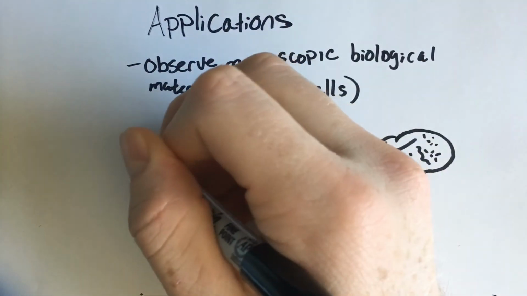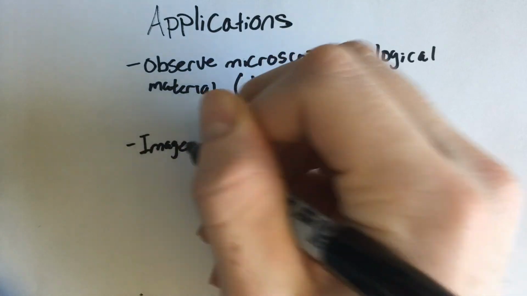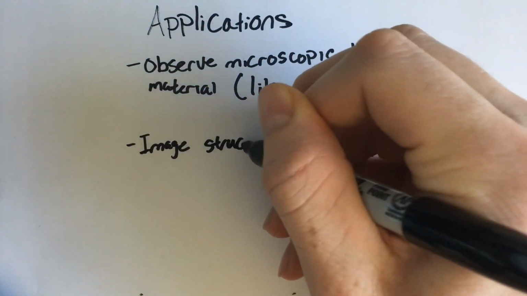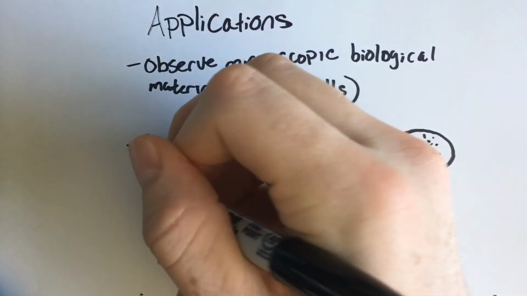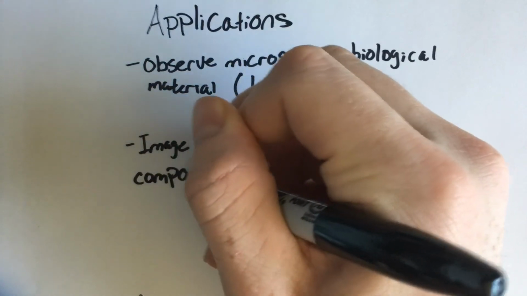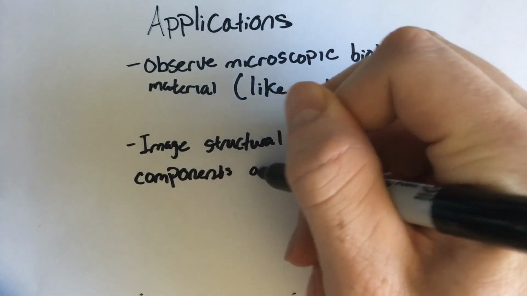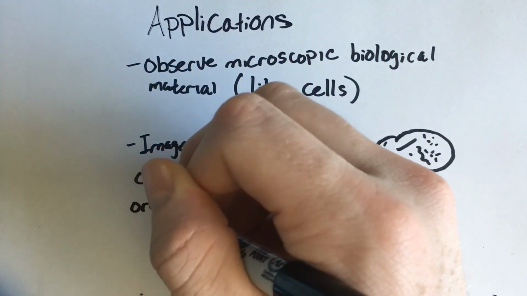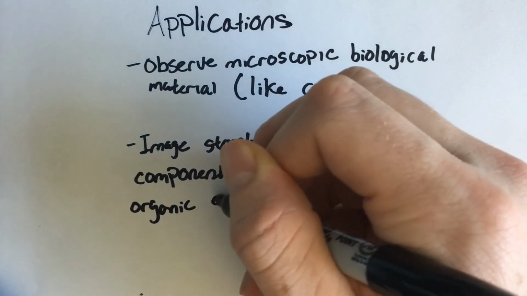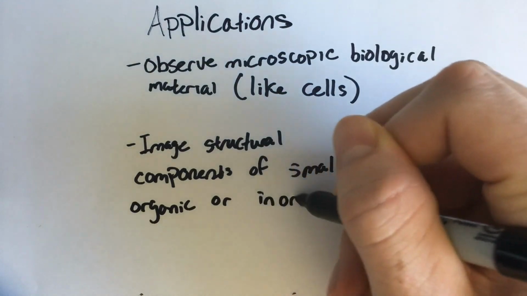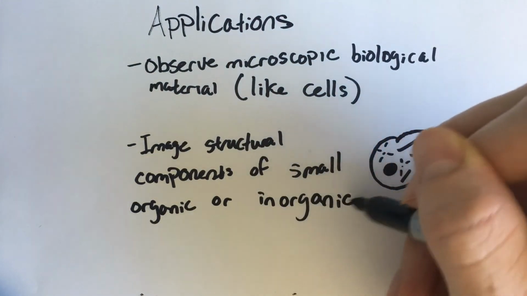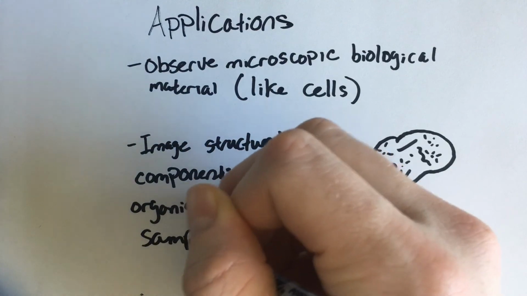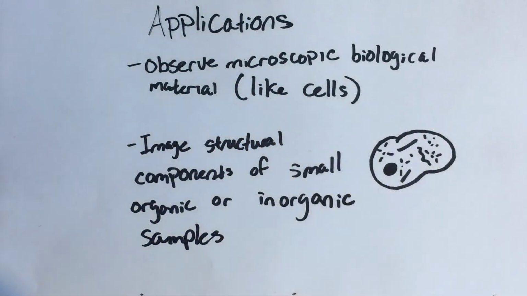Another potential application is that photoluminescence microscopy can be used to image the structural components of basically any kind of inorganic or organic material, and that can tell us a lot about its electronic structure. It can also just tell us about its normal structure to allow us to see these samples with greater contrast than is normally available to us.